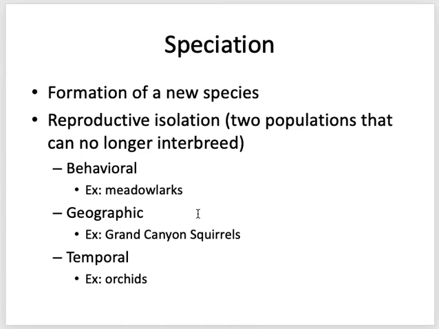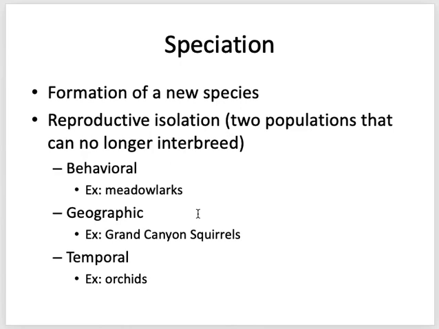So songs are a behavior. Any kind of courtship ritual would be a behavior, and those behaviors can often result in different species not interacting with one another. So that's one way that species can become or remain reproductively isolated.